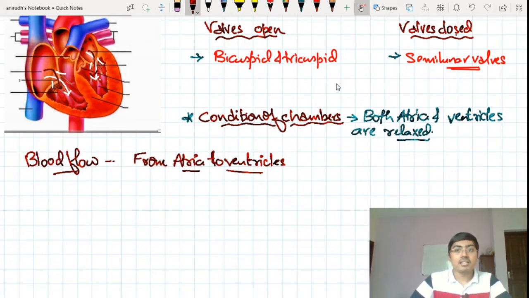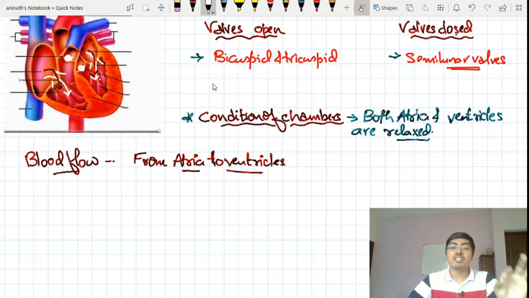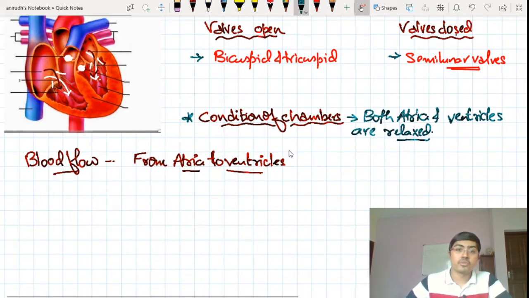Okay, and since the semilunar valves are closed, it will prevent the blood from going anywhere. It will simply accumulate inside the ventricle. Okay, so this is what I was trying to tell you. Now, how much blood from atria will go to the ventricles?